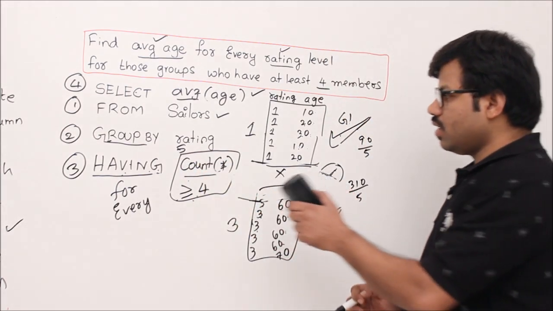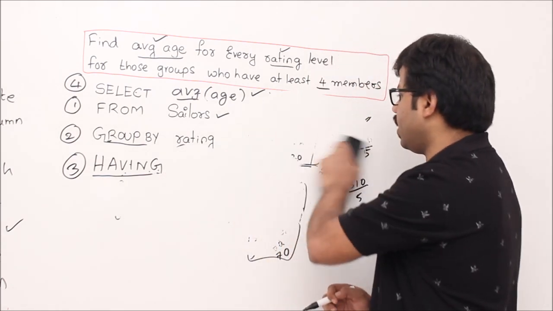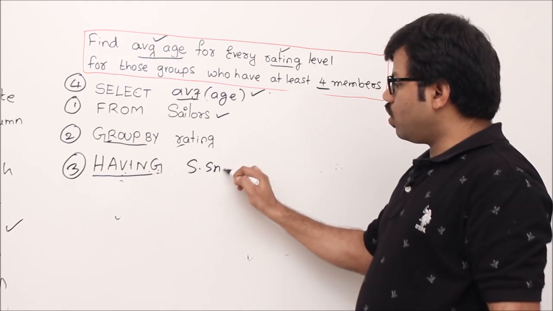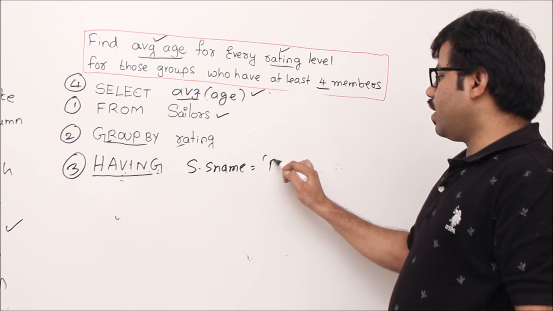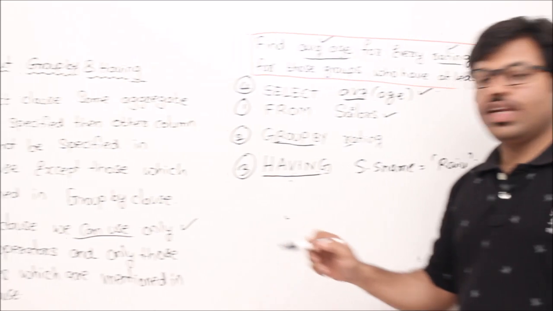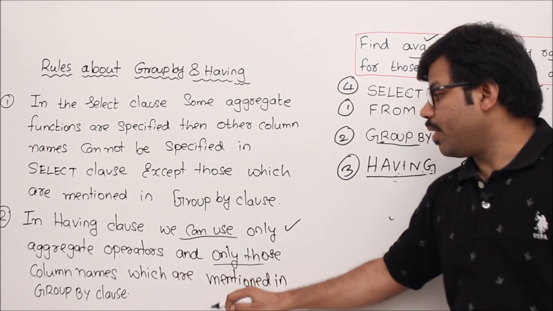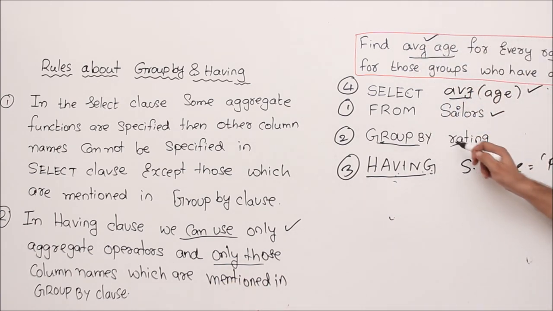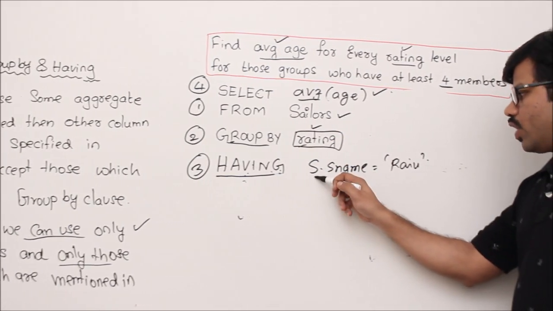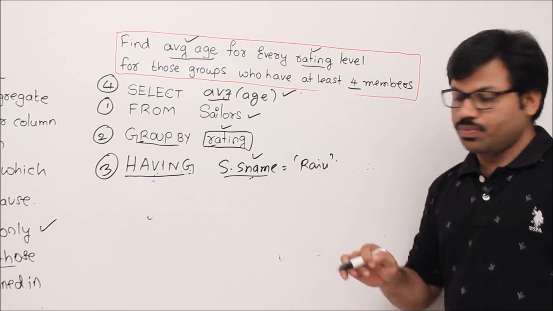Now here is my question: in HAVING, can I write anything? No, you can't write everything. For example, you can't write HAVING S.sname = 'Raju'. I will tell you the reason. That is rule number 2. In the HAVING clause, we can use only aggregate operators and only those column names which are mentioned in the GROUP BY clause. If rating is mentioned in the GROUP BY clause, only the rating field you can specify, but other column names you can't mention like this. Why, I will tell you.